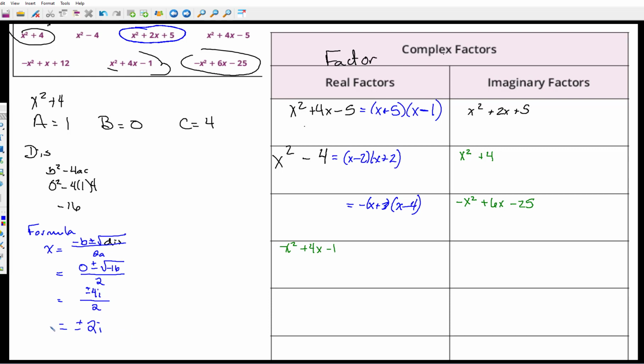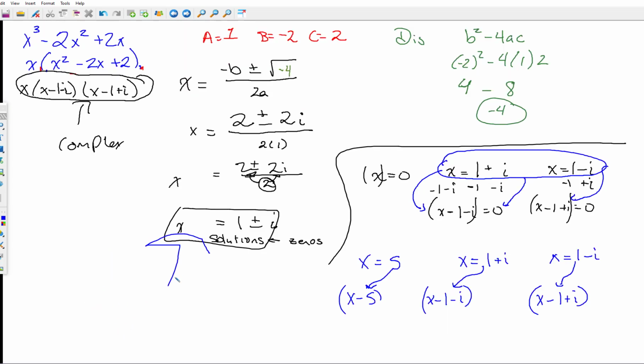This is what the root is. It's not the factor, excuse me. We need to get it to where it looks similar to these. So in order to do that, we're going to have to think back to how we would set up the factor. So if we had x equals 5, then we would write it as x minus 5. If we have x equals i, then it would come down as x minus i.